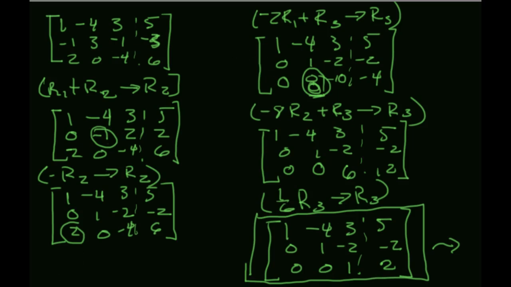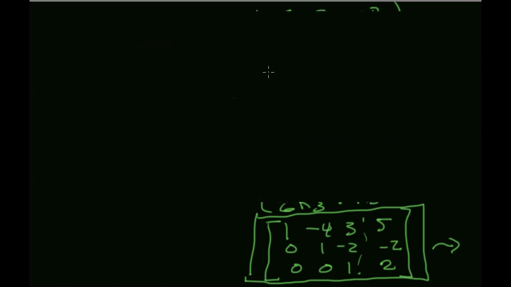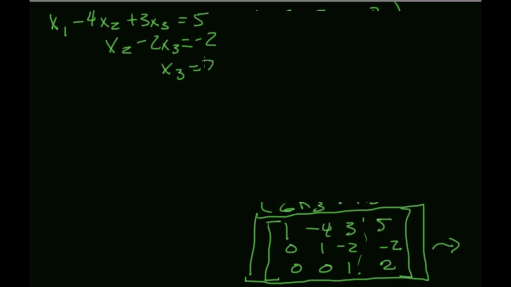Hold on one second, I'm going to clear some space. Okay, so I've cleared stuff out and left this little matrix down here in the corner. So I'm going to change that back into a system of equations. So that's going to be x1 minus 4x2 plus 3x3 is 5. x2 minus 2x3 is -2. And x3 is equal to 2.